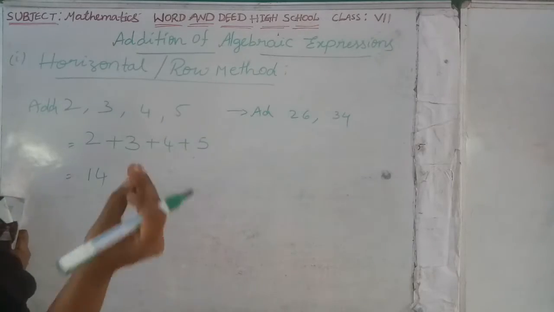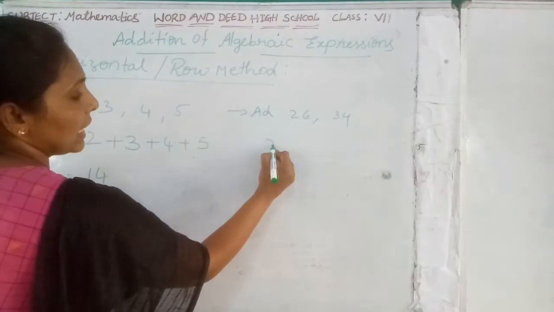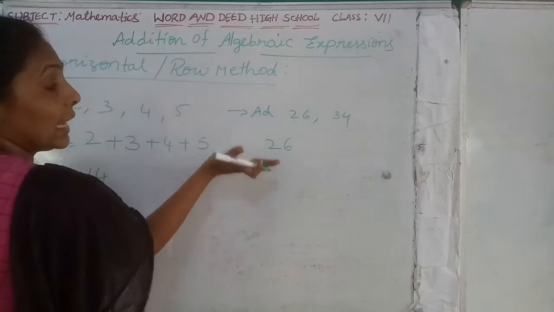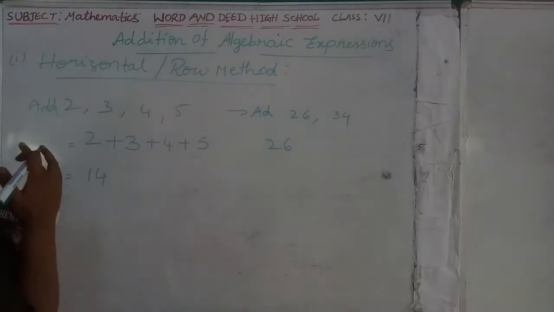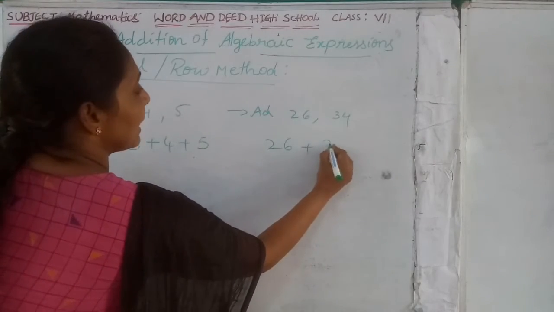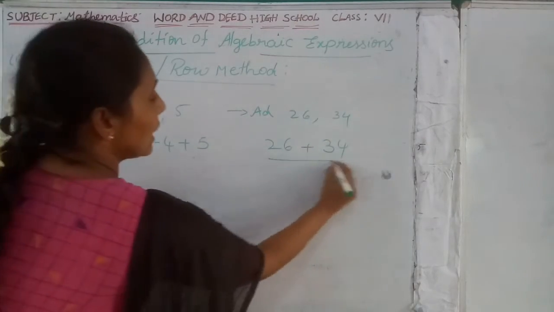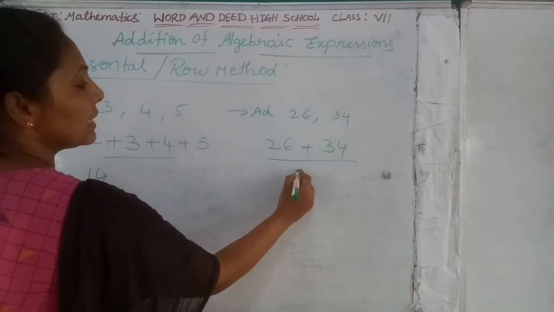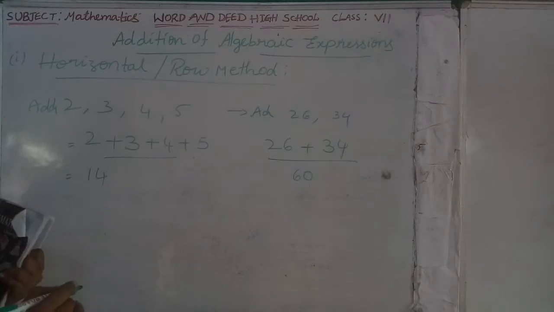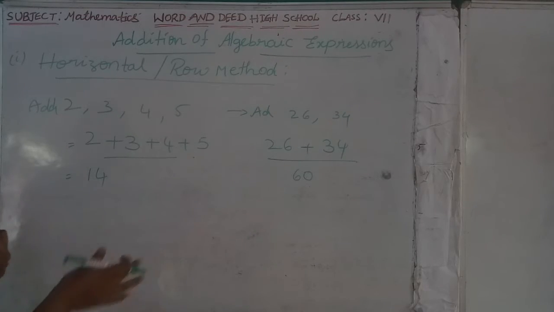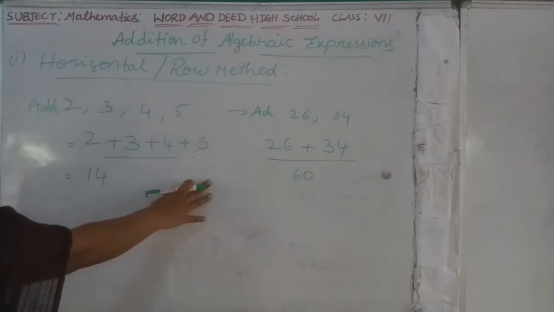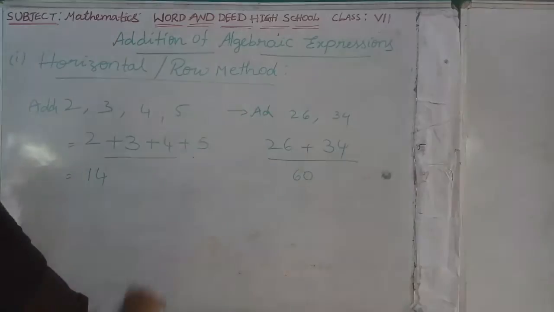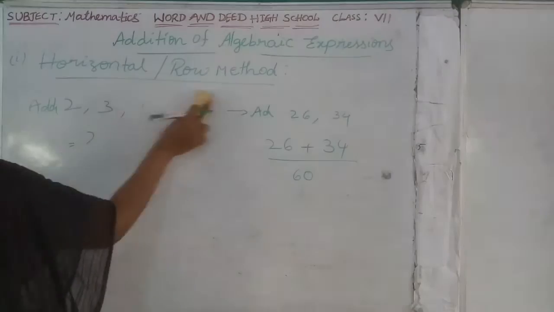How can we add horizontally? 26 is the first number. Horizontally means the row method, so in the same row we write plus 34. 26 plus 34 is 60. This is the horizontal method, children. For numbers we can write like this. Suppose they are algebraic expressions, how can we do it?